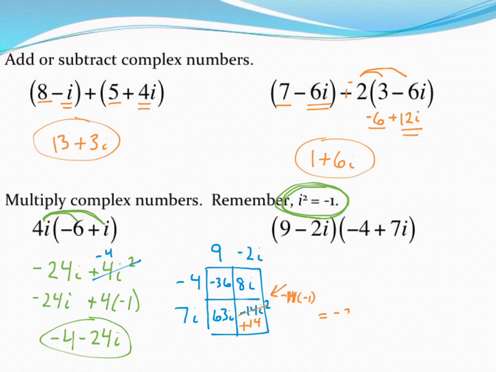Pulling all those numbers out of the box and adding up my real numbers, negative 36 plus 14 adds up to a negative 22. We usually like to put the real number in front, and then adding up my imaginary numbers, 63i plus 8i gets me a positive 71i.